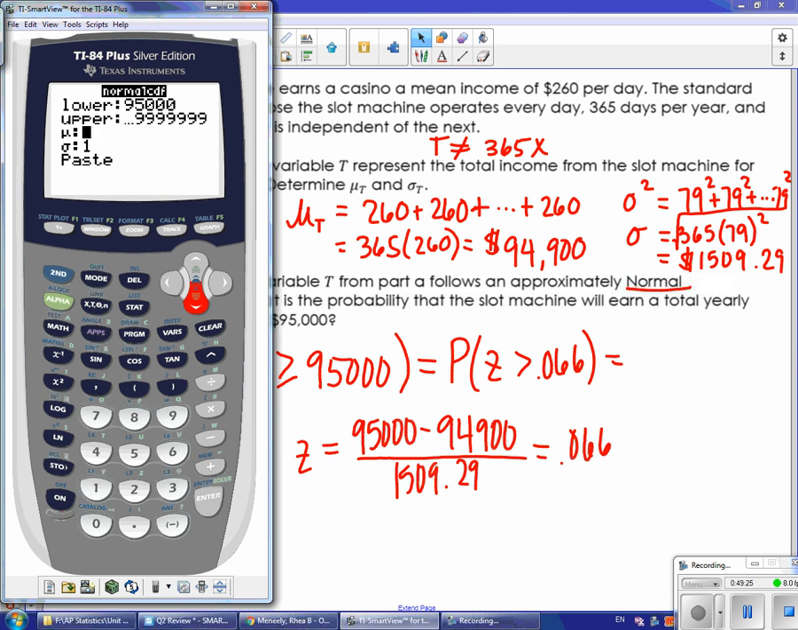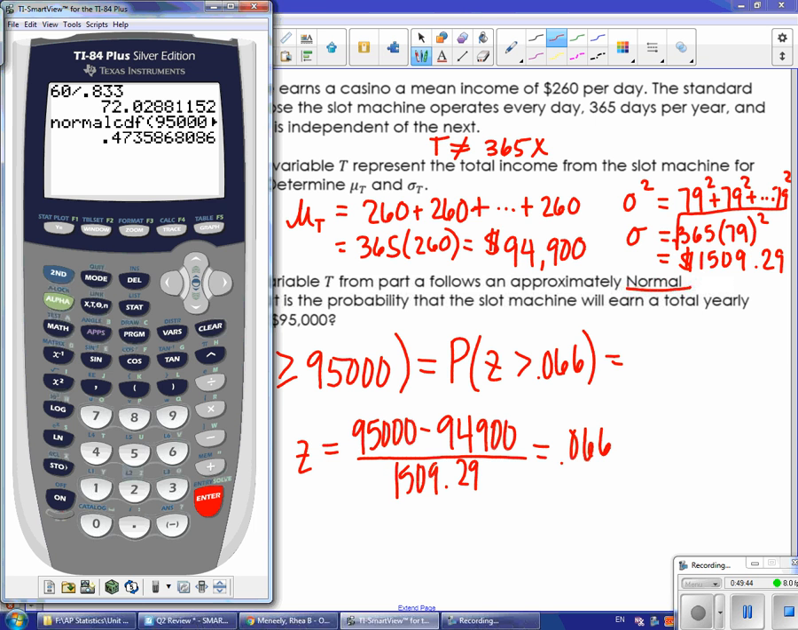Since I'm dealing with my random variable t, I want to make sure that I'm entering in the mean and the standard deviation of t. So that's going to be 94,900 for my mean, and my standard deviation is 1509.29. And that gives me a probability of 47.36%.